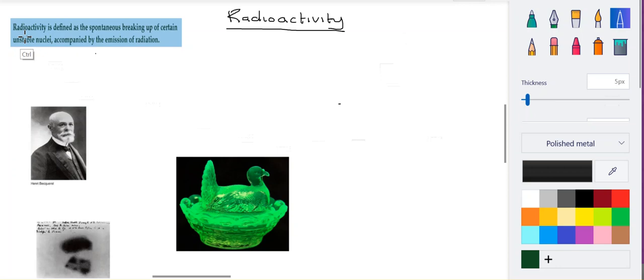The official definition of radioactivity is this here. Radioactivity is defined as the spontaneous breaking up of certain unstable nuclei accompanied by the emission of radiation. So really, to understand this, we have to take a look at the atom, and we need to look in the middle of the atom, within the nucleus of the atom.